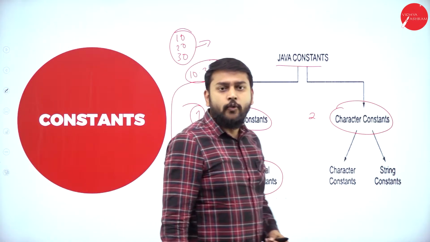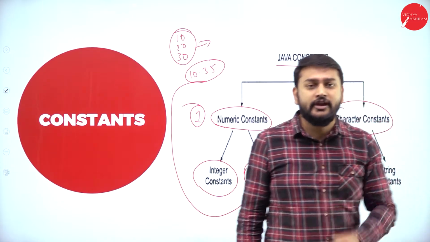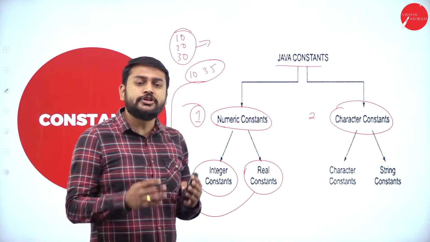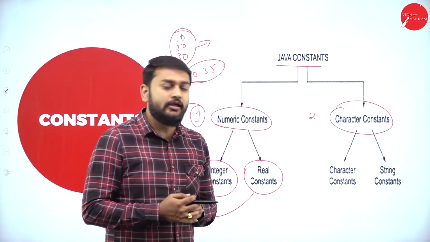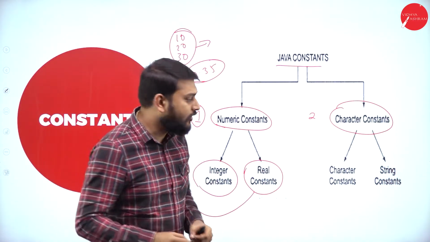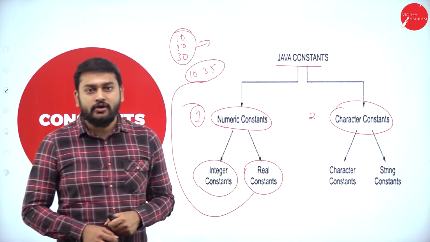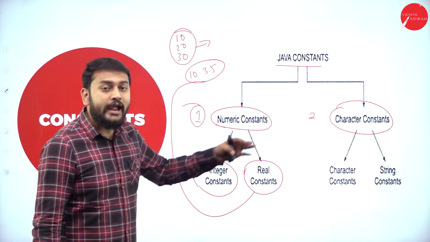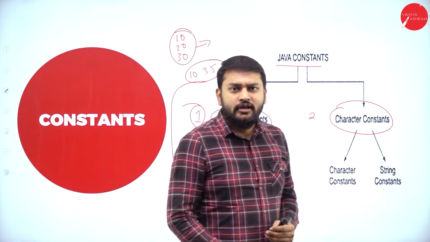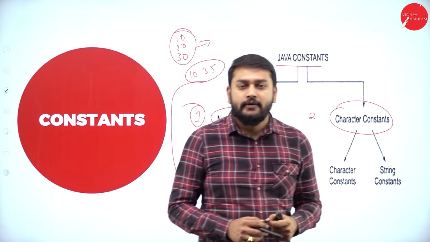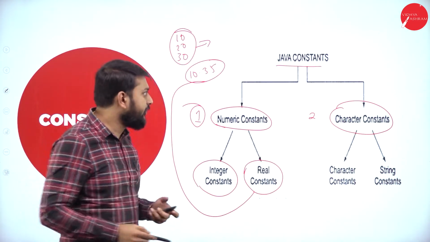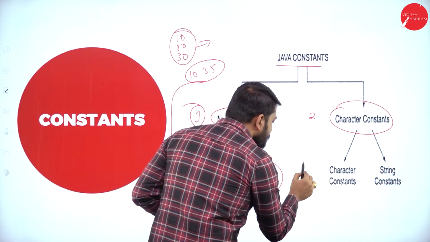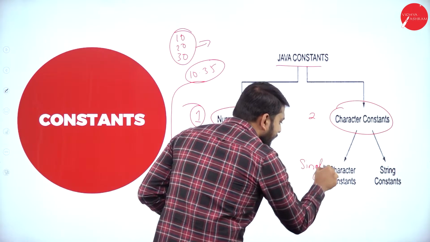So fine. What is the next thing that I have? I have the next category, that is character constant. When it comes to character constant, you need to remember a simple thing. The first one is single character constant and the second one is string constant. It's very simple to understand. Let me rewrite it for you: single character constant.